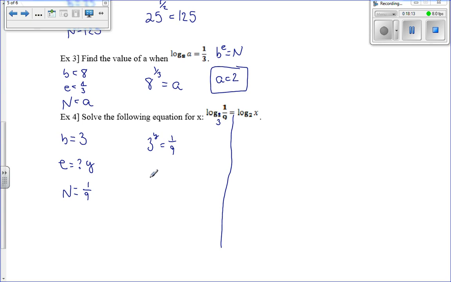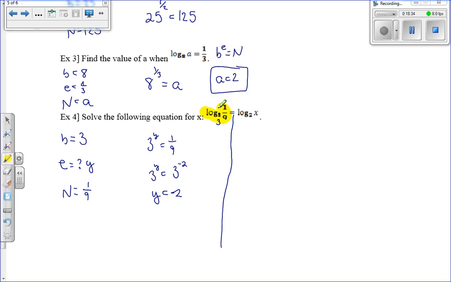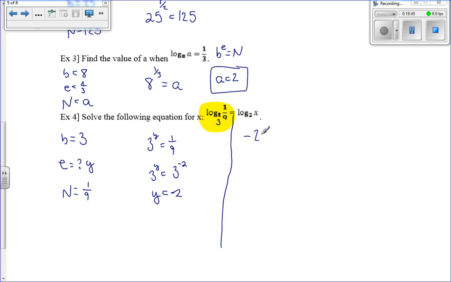Well, we just solved these equations. We need the bases to be the same. So 3 to the y equals 1/9 is the same thing as 3 to the -2. So that means y equals -2. So that means in place of this right here, I can put my -2. So I would rewrite this as -2 equals the log base 2 of x.